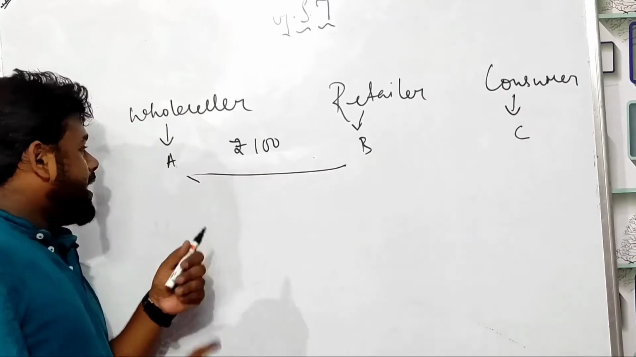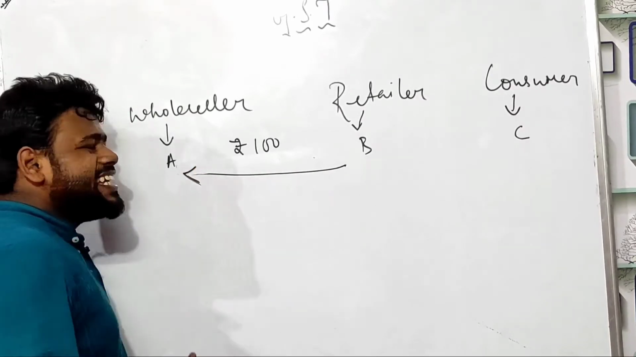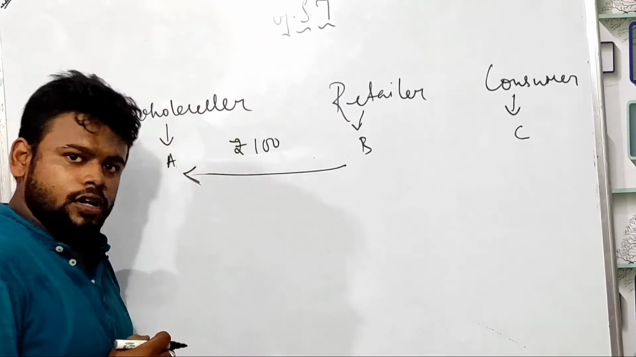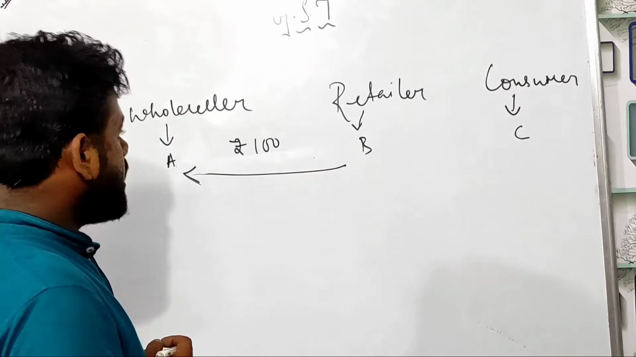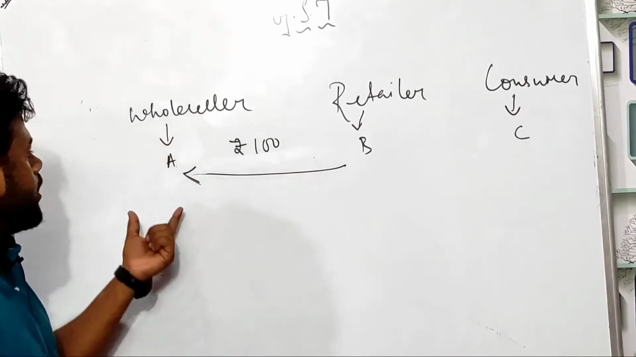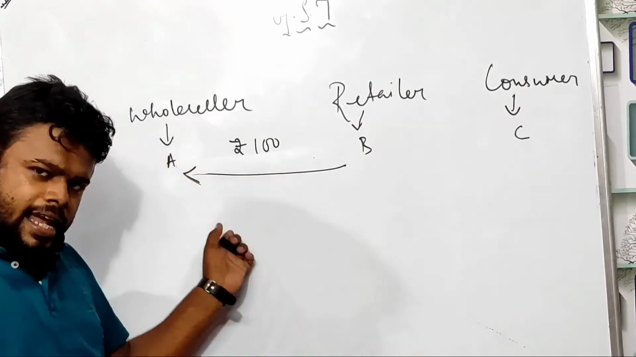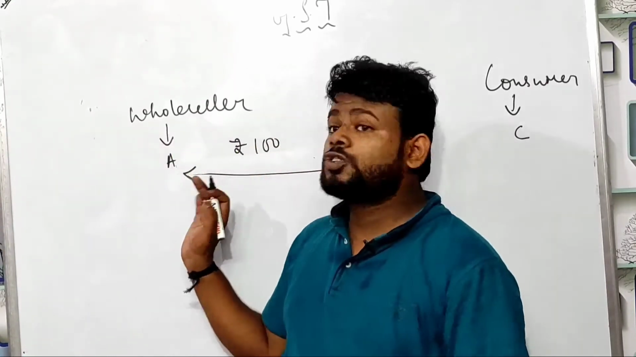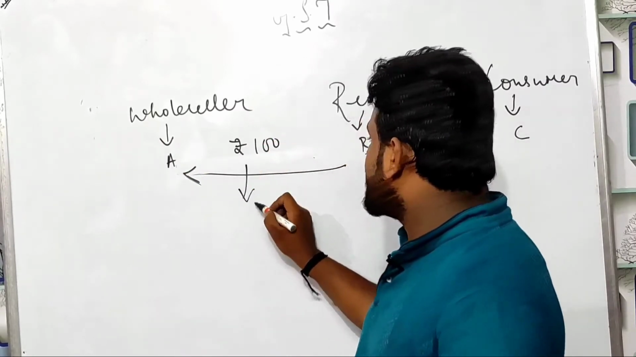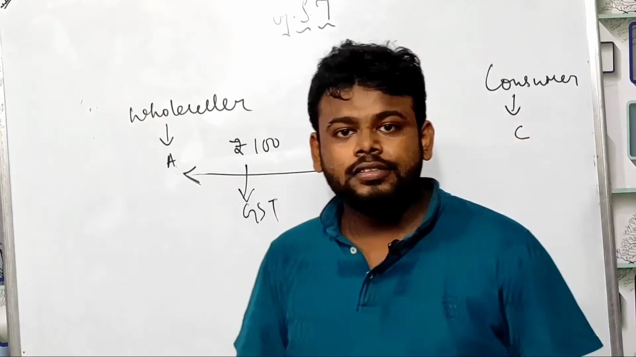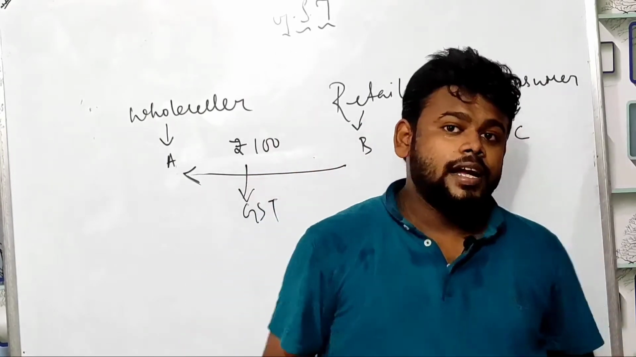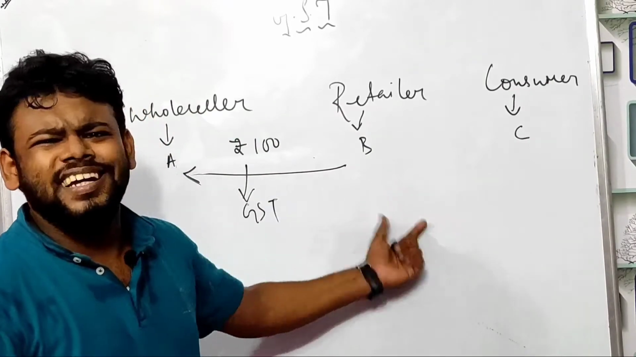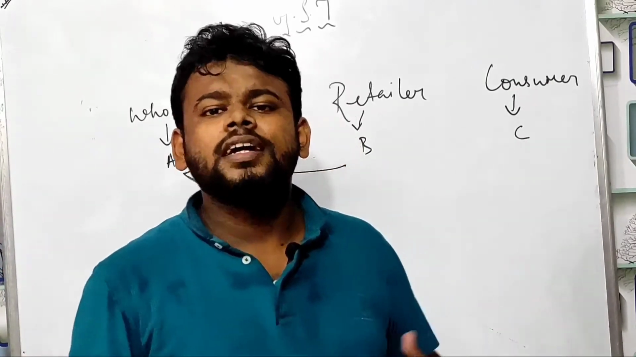B is paying what, beta? Now B is paying 100 rupees GST to A. Okay. Now what happened? A sold the product to B. B is a retailer. B has kept the product by giving 100 rupees GST. And the retailer has kept it, and the consumer came to the retailer. The retailer will keep some profit, won't he? He won't just sell, he will keep a profit.